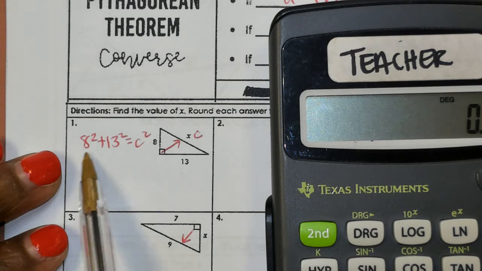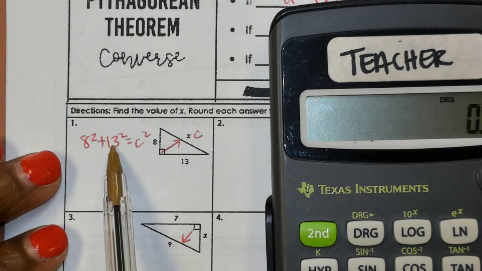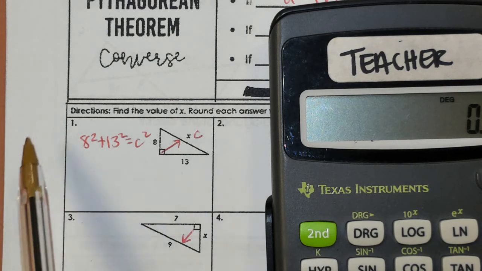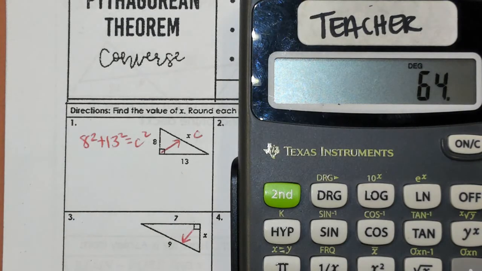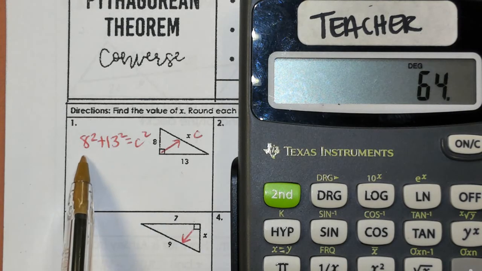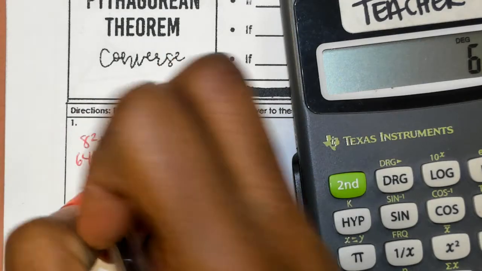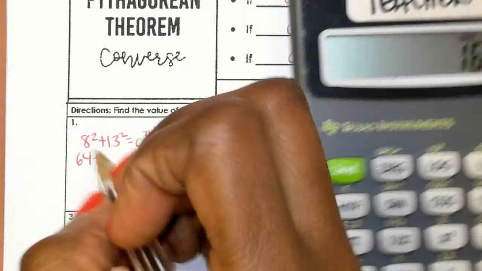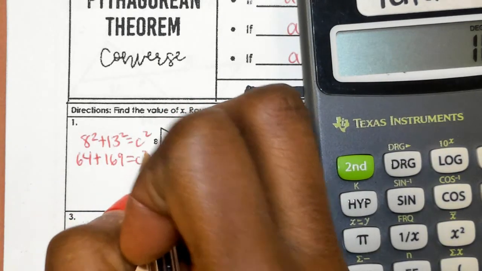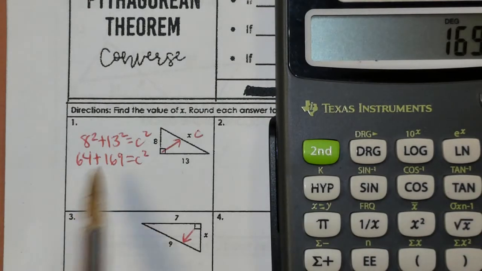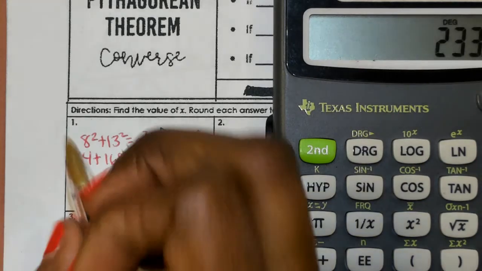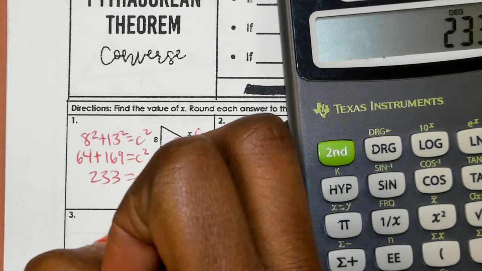You solve this by squaring because of order of operations. Squaring exponents comes before addition in PEMDAS. So 8 squared is going to give us 64, plus 13 squared is going to give us 169, equals C squared. Next step is to add the two integers together. So 233 equals C squared.